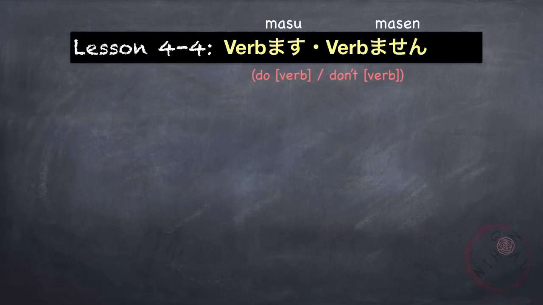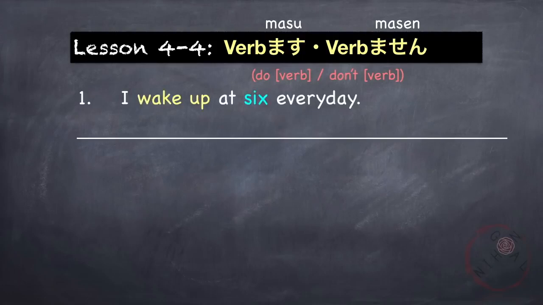Next is the verb plus mas form, which means an affirmative or a positive statement. Again, it expresses a habitual action, or it also talks about the present or future tense. And the opposite of this is the verb plus masen. So verb mas means to do an action, and verb masen means don't do an action.